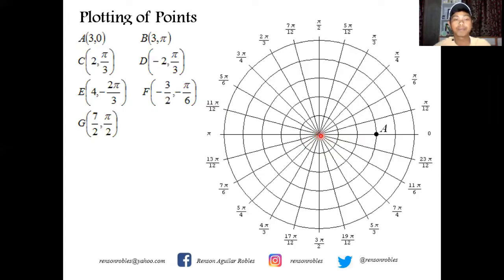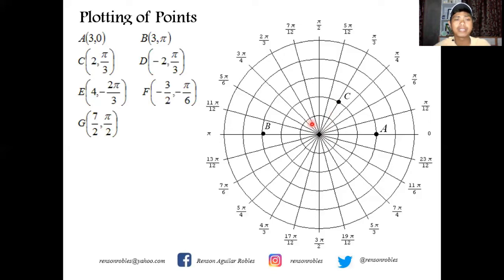Next point B is 3, pi. So you look for the angle pi. So this is your angle pi. And then you count 3 units from the pole. 1, 2, 3, this is your point B. And then for point C, that's 2, pi over 3. So this is your pi over 3. And then from the pole, you count 2 units. 1, 2, this is your point C.